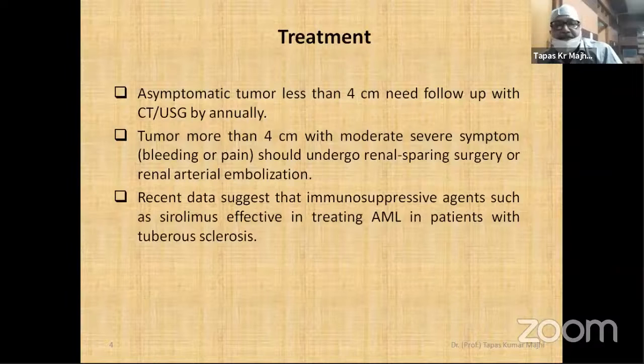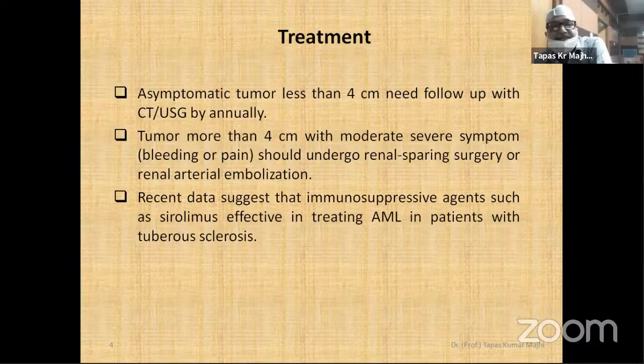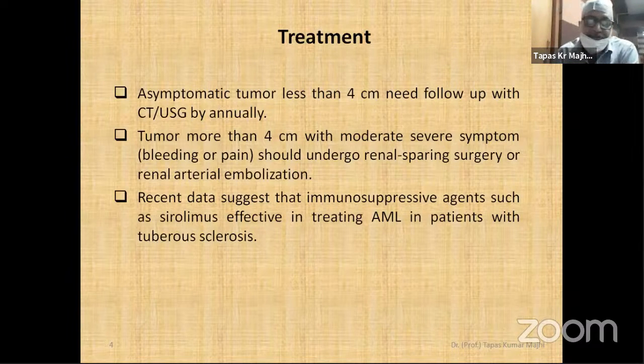Tumor more than 4 centimeters with moderate to severe symptoms, mainly bleeding or pain, should undergo renal sparing surgery or renal arterial embolization. Recent data suggests immunosuppressive agents such as sirolimus are effective in treating angiomyolipoma in patients with tuberous sclerosis who present with pain or hematuria.